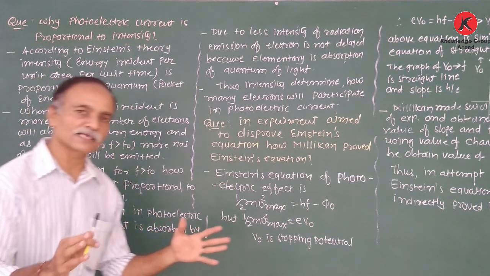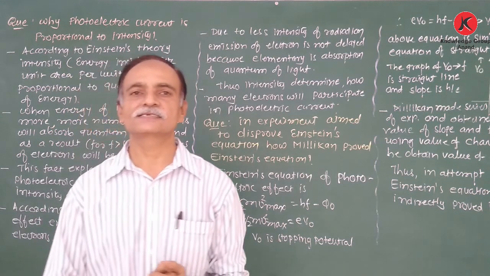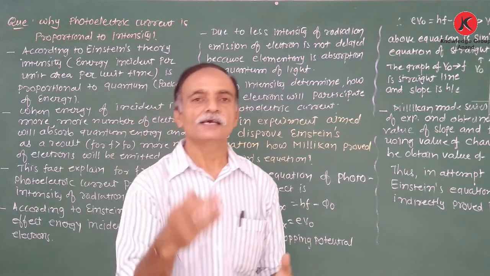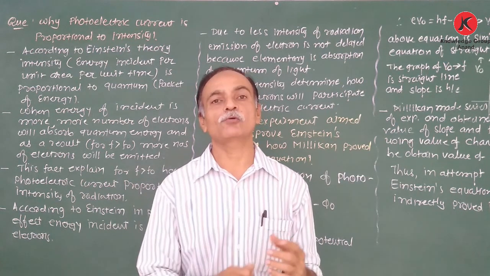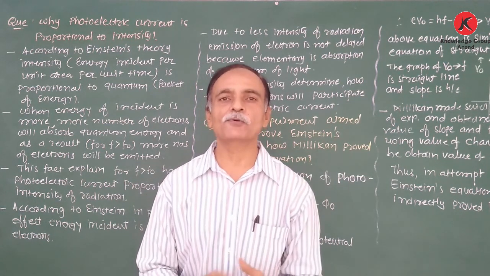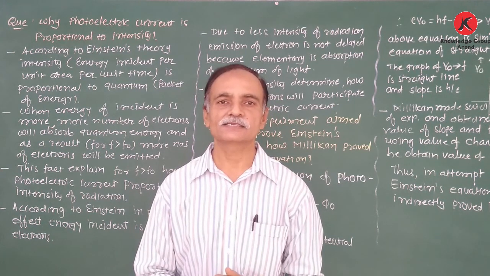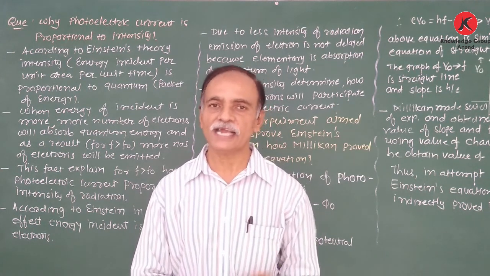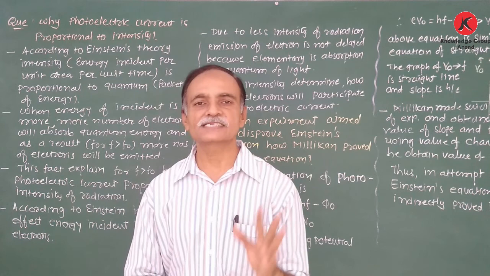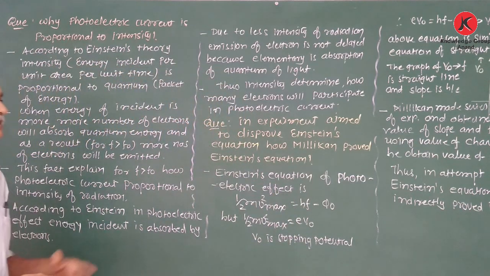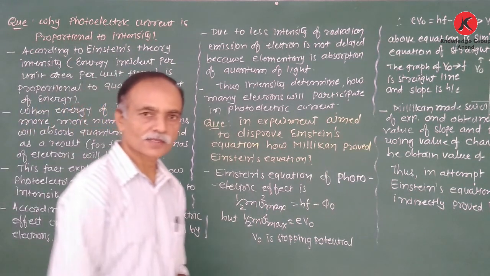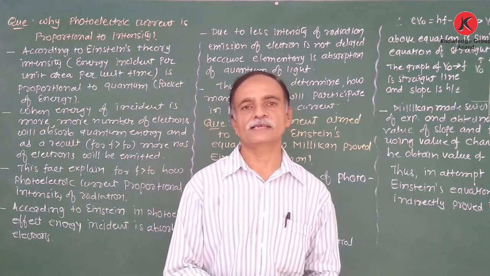As the intensity of the incident radiation increases, the number of photoelectrons emitted by the metal also increases. That means the photoelectric current is also increased. So here we are going to discuss how this statement is explained by Einstein. Now, for that purpose, first, what is the intensity? What is the intensity of the light?